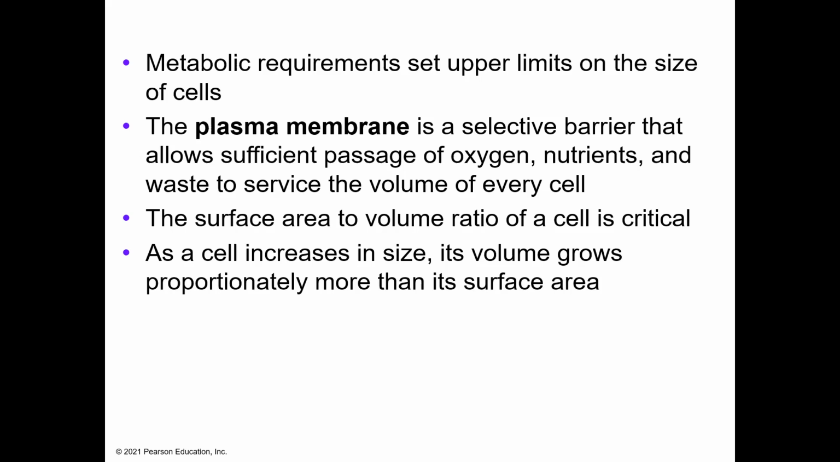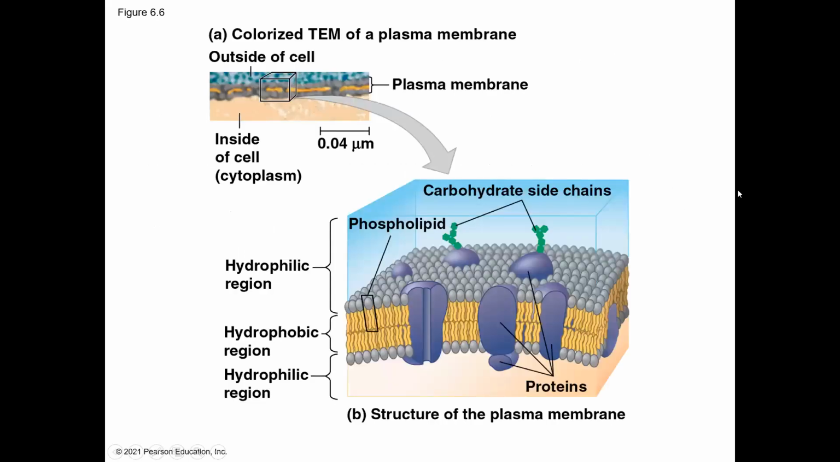So there is a surface area to volume ratio for cells. As a cell increases in size, its volume gets proportionally larger, usually more than its surface area. So as a cell increases in size, it is not able to do all of the things that it needs to do based on the surface area. You need more surface area to do all the interactions that are required for all of the chemical reactions that are necessary within the cell.